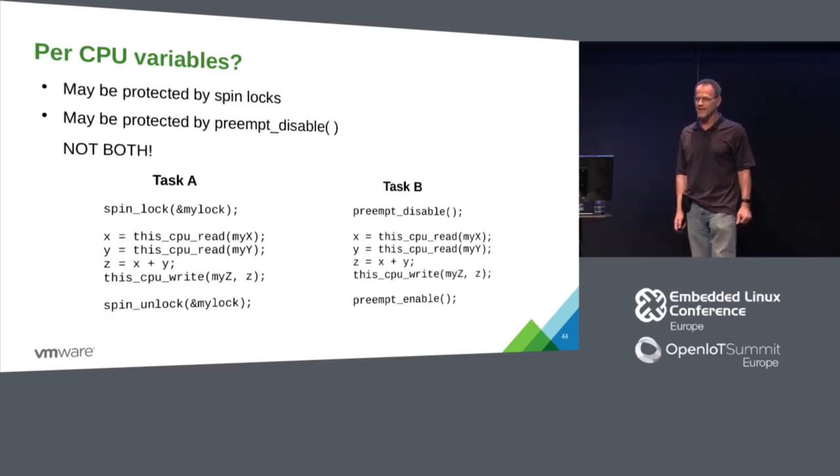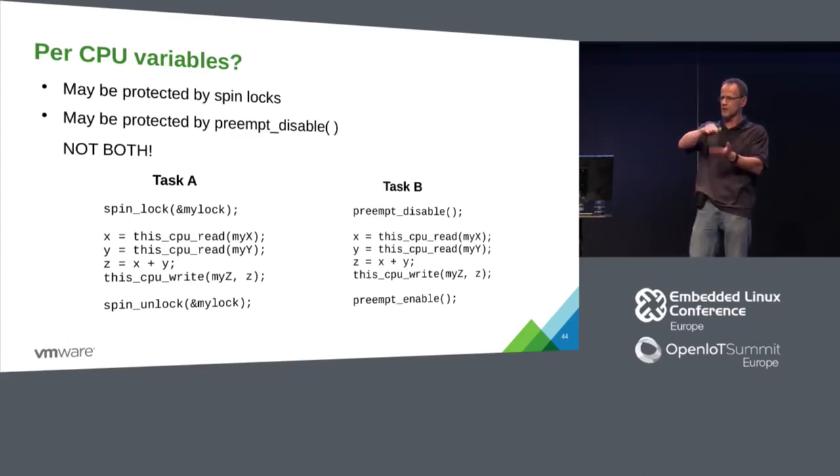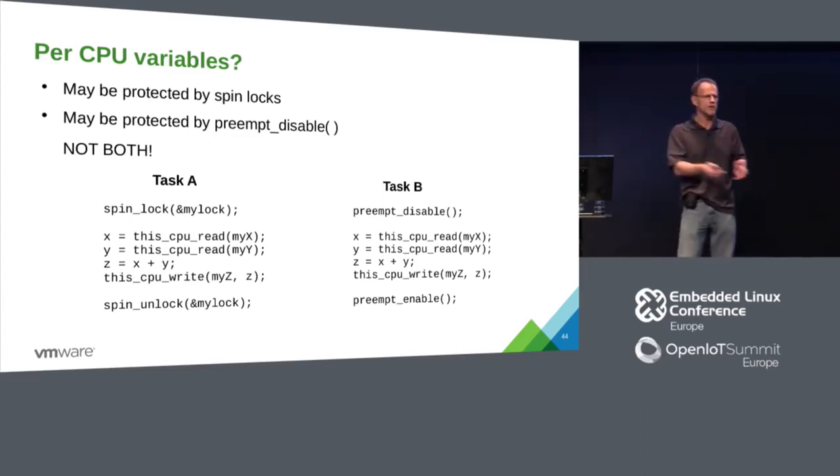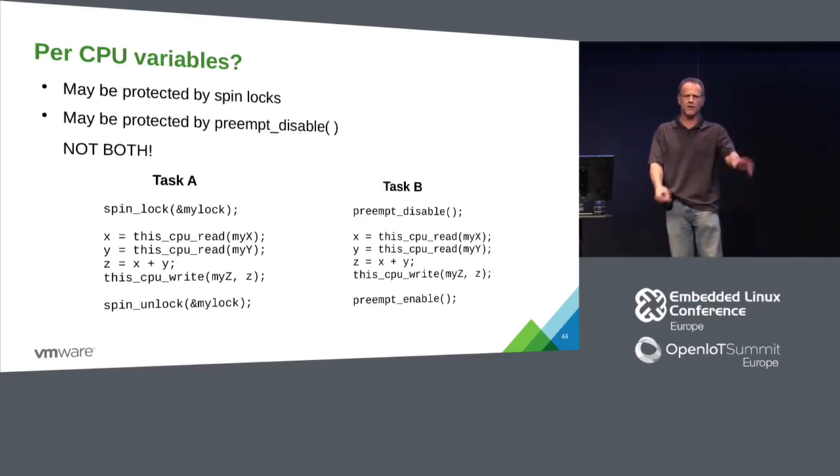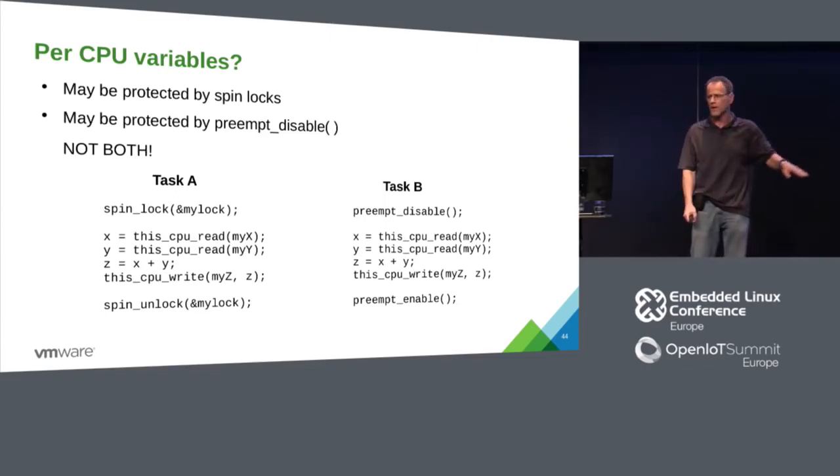So if you had task A that does a spin lock, thinking I'm disabling preemption here. No, you're not. And you do your little magic, and task B has another thing where it doesn't need to grab a spin lock. We'll just call preempt disable and preempt enable, and you do your same little magic.